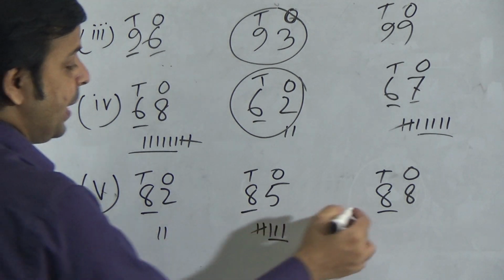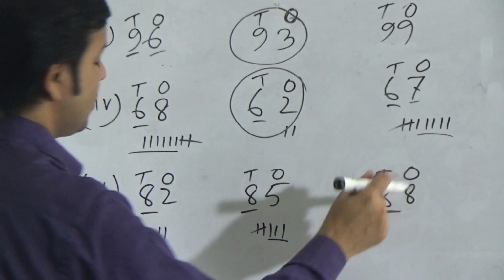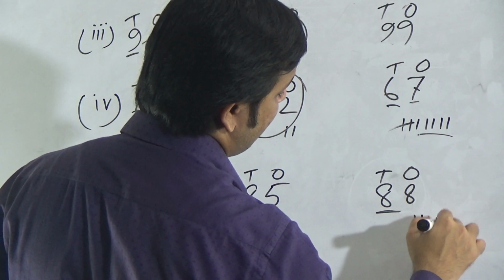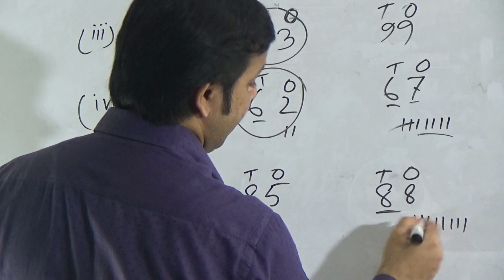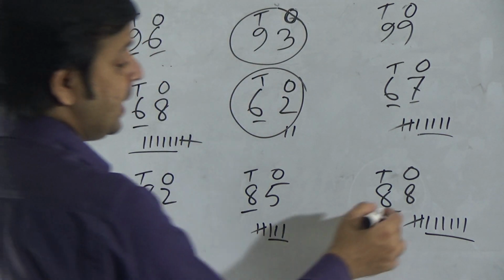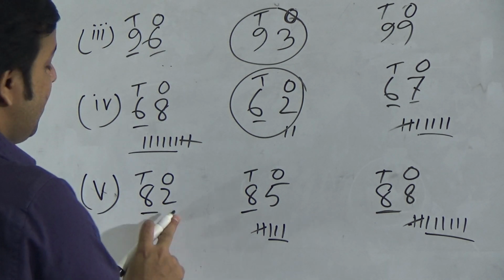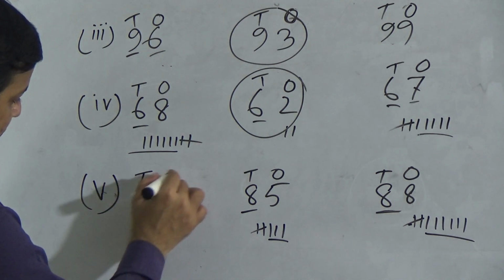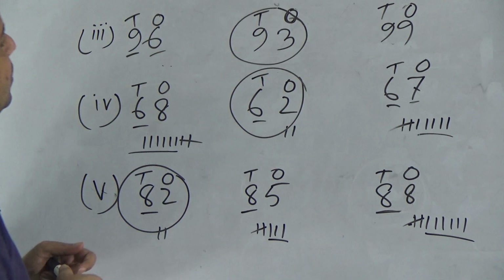Now we have to compare with 88. Here the ones place is 8. So we have to consider 8 sticks. 1, 2, 3, 4, 5, 6, 7, 8. Now take 2. If we take 2, 6 sticks are more here. So we can say 8 is larger than 2. It means 2 is smaller than 8. So the number containing 2 is the smallest number. So we can say 82 is the smallest number, and we can use the circle.